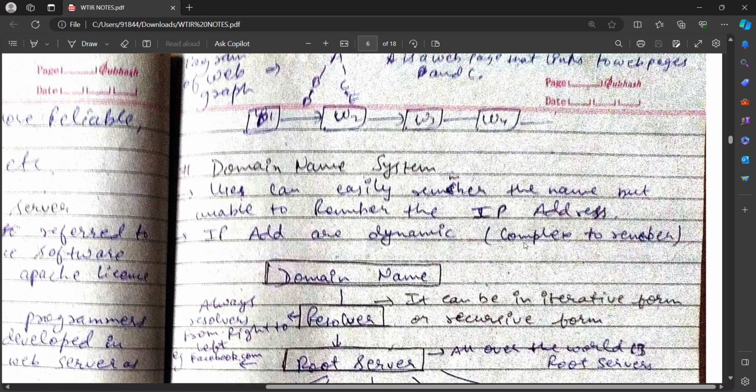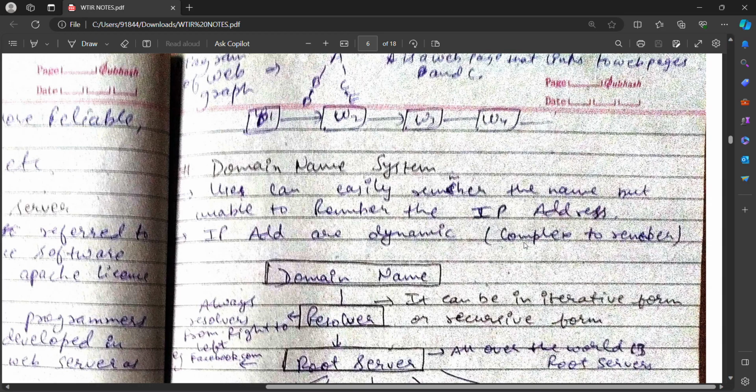Like if I am sitting in India, Haryana, I am sitting right now in Faridabad, Haryana. So my system has a particular IP address. But yes, if I change my location, my IP address will definitely change. So IP addresses are basically dynamic.